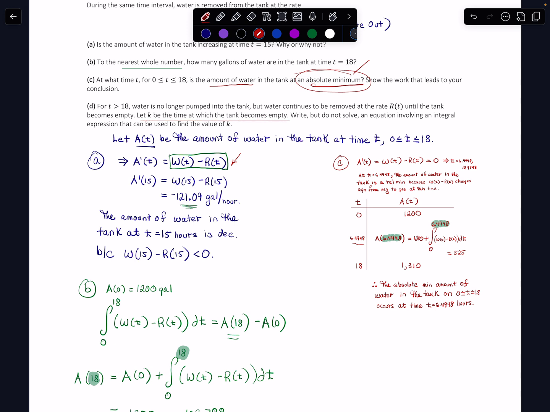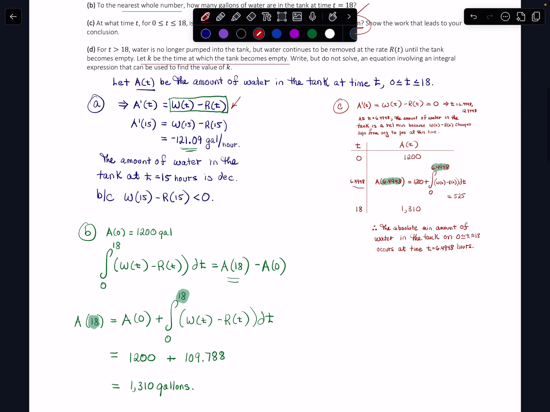Okay, right, and here's an interesting prompt that we're going to see quite a bit coming up in the next couple of weeks, maybe most of the unit. Write, but do not solve. So they want me to set up an equation involving an integral expression that can be used to find the value of k, the time when the tank is empty. I don't have to solve it. I just have to set it up.